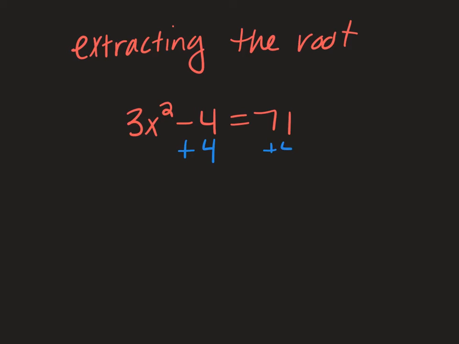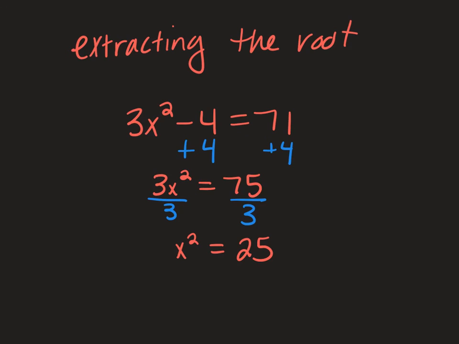So we're going to add 4 to both sides, which leaves us with 3x squared equals 75. Then we're going to divide by 3, which gives us x squared equals 25. Then to get rid of that exponent, we're going to have to take the square root of both sides, which means x is 5. Now, remember, quadratic equations have to have two solutions.